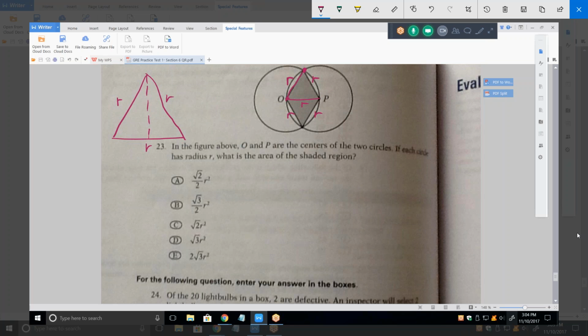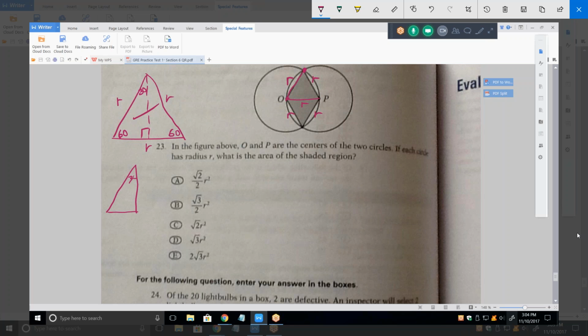The fact that this is an equilateral triangle means those are 60, that's 60. And we got a 90. And that's 30. And two 30s. Now let's look at this triangle right here. In other words, this one.